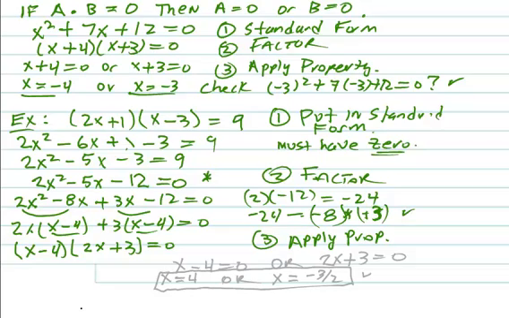Setting the first factor to 0, x minus 4 is equal to 0. Or, setting the second factor to 0, 2x plus 3 is equal to 0. And now solving each of those, we end up with x is equal to 4, or 2x is equal to negative 3, and then dividing both sides by 2, we end up with x is negative 3 halves. And those would be the two solutions to that quadratic equation, 2x plus 1 times x minus 3 equal to 9.